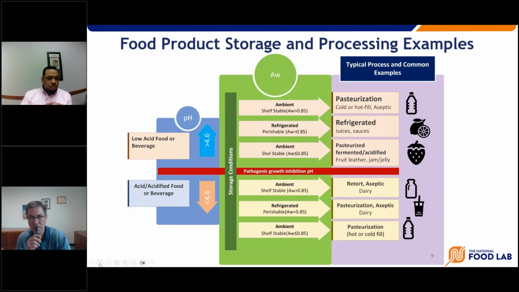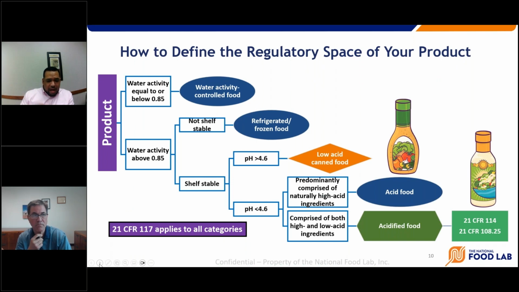So based on how you want to position your product in your market and what storage conditions and distribution channels you want to use, you need to play with these parameters and the processing that you apply in order to make your product stable from the microbial standpoint. So how do you define what regulation applies to your product? This is a really nice decision tree that walks you through the different characteristics of your product and how the different regulations from the CFR might apply.